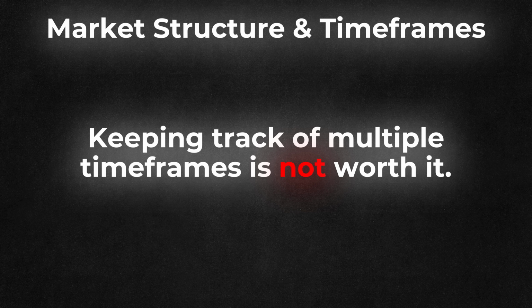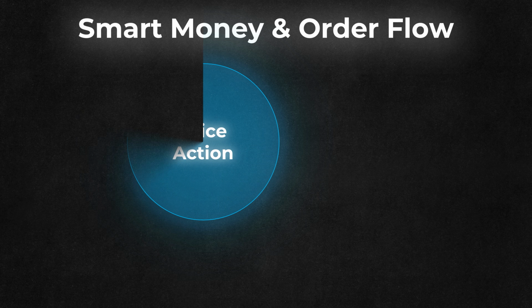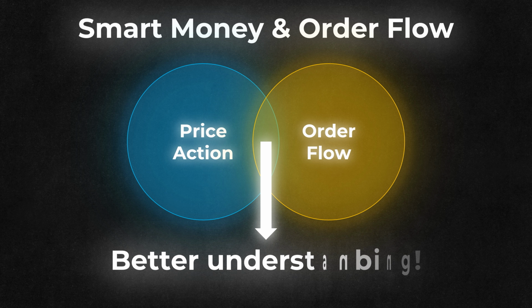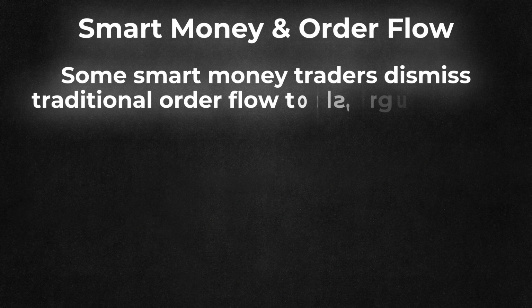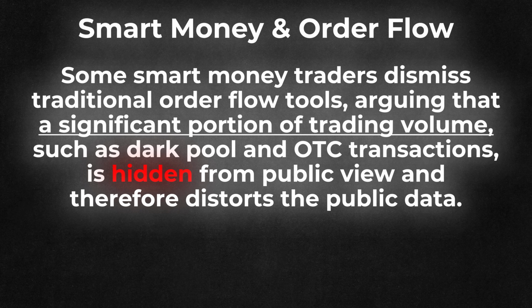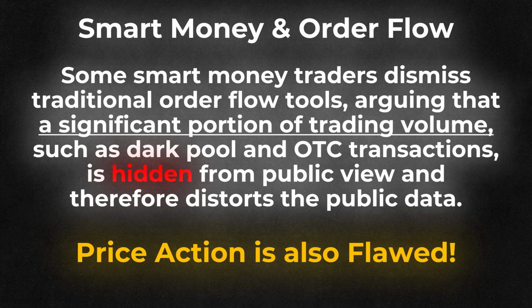Most discussions around market structure, liquidity, and supply and demand focus exclusively on price action, but this is only part of the story. To better understand the market, we must also examine order flow, which is the underlying mechanics of price movement. Some smart money traders dismiss traditional order flow tools, arguing that a significant portion of trading volume, such as dark pool and over-the-counter transactions, is hidden from public view and therefore distorts the public data. While this criticism holds some truth, it overlooks a critical point. Price action is also distorted.